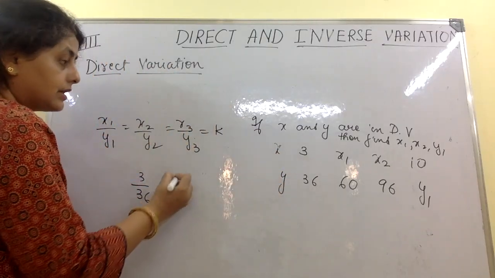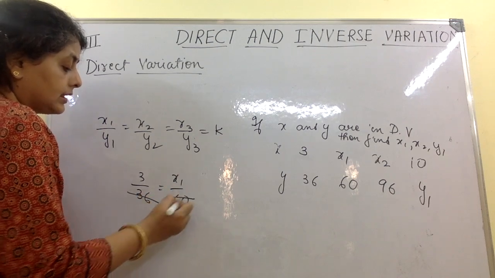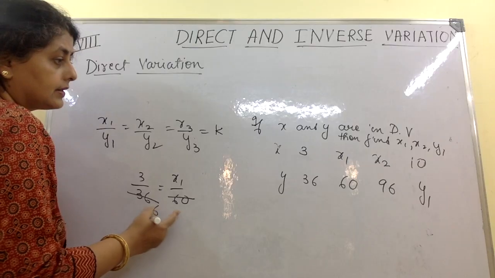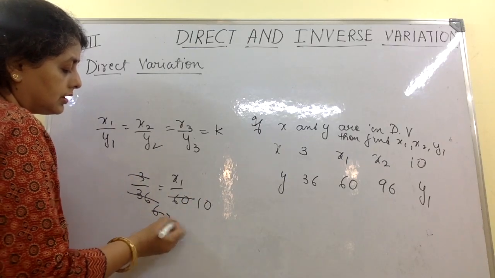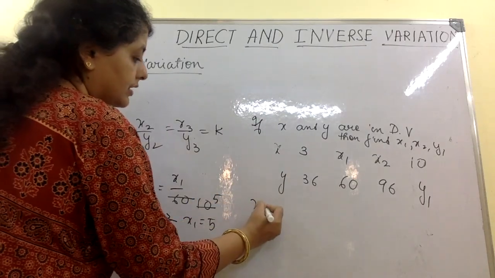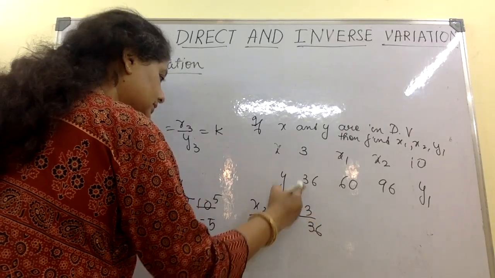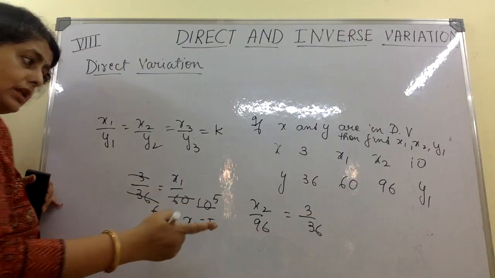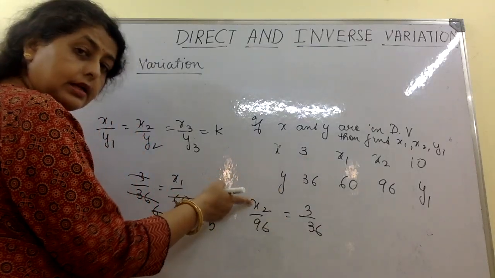3 by 36 is equal to x1 by 60. This is 6 and this is 10, then here 2, then 5. So x1 is equal to 5. Let's talk about x2. x2 by 96 is equal to again 3 by 36. It means I am taking this ratio everywhere. And note, if I am using 3 by 36, I am taking x2 also in the numerator.